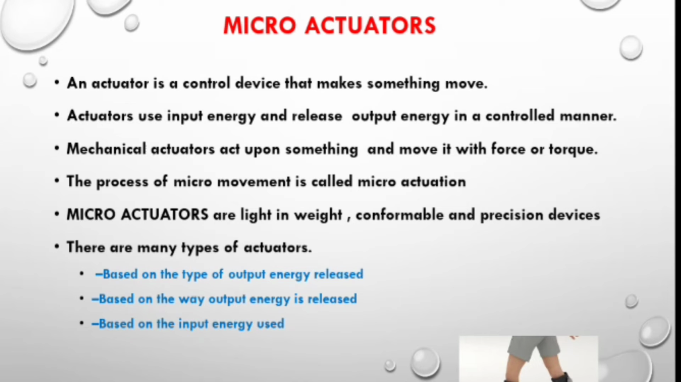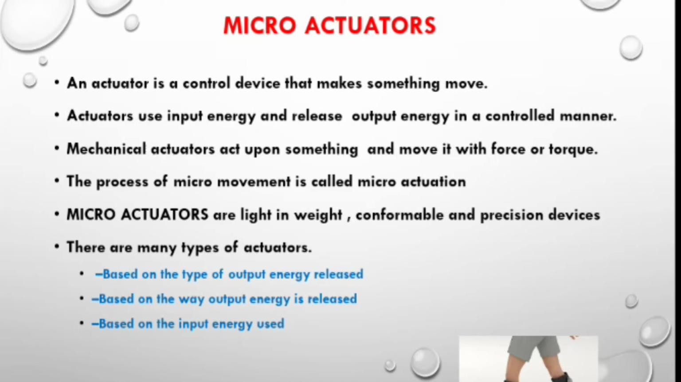Actuators use input energy and release output energy in a controlled manner, and a mechanical actuator acts upon something and moves it with force or torque. The process of micro movement is called microactuation. And microactuators are lightweight, compact, and precision devices.